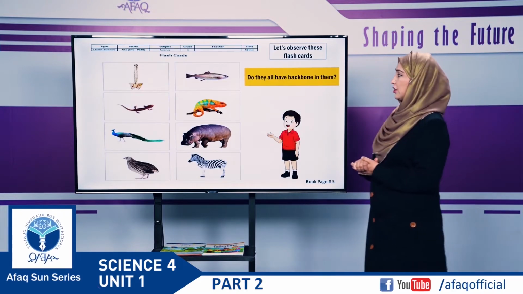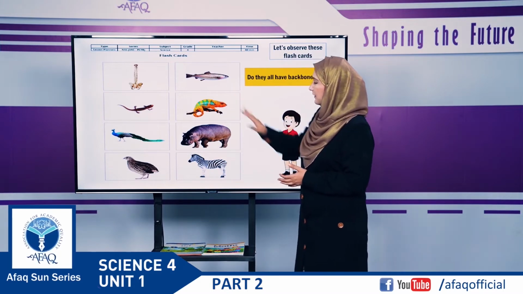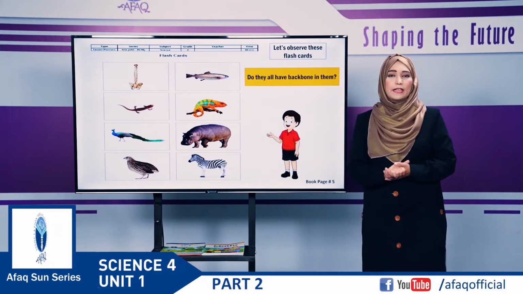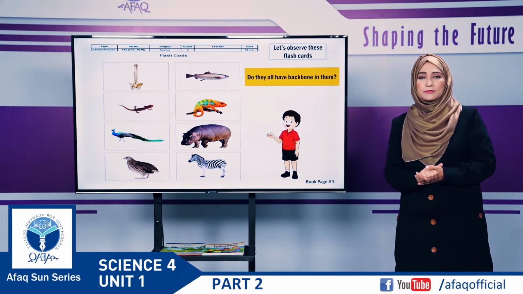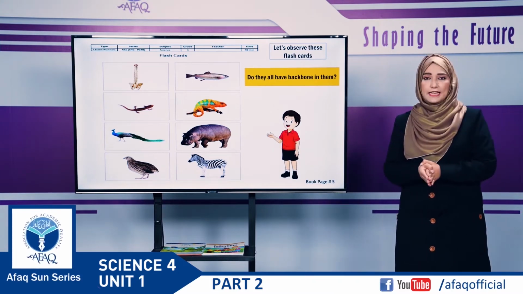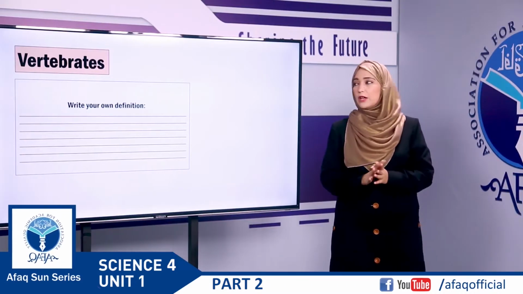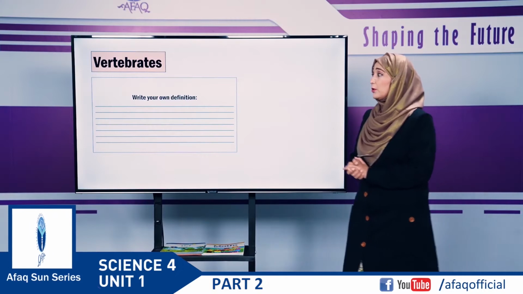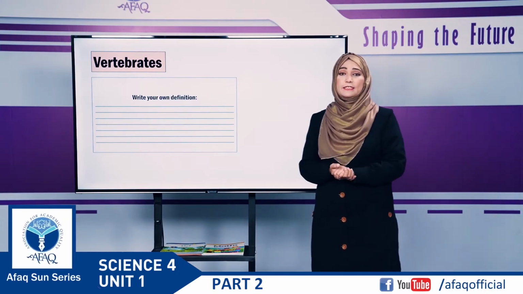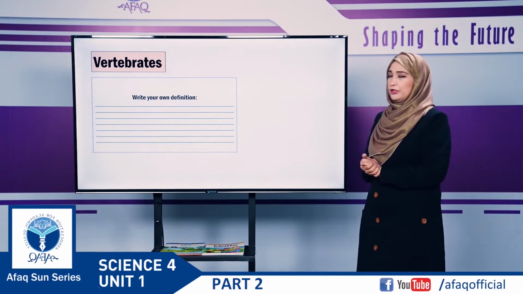Now look at these flashcards. You can see the pictures of different animals in these flashcards. Do they all have backbones? Okay, tell me, do they have backbones? Yes, they all have backbones. Now what you have to do is write your own definition of vertebrates in your notebooks. Just pause the video and write the definition.